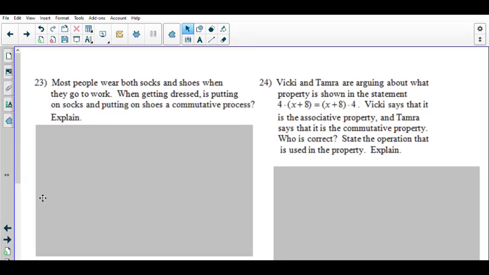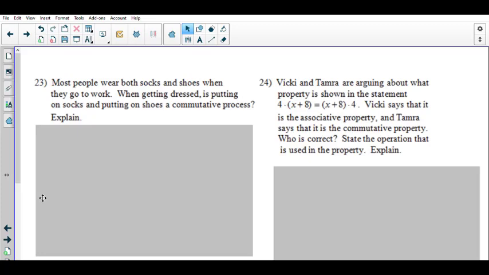So continuing with our guided notes, again, this is lesson 1.4 for the pre-algebra students and properties of numbers for the Math 7 students. Let's take a look at numbers 23 through 25. In number 23, it says, most people wear both socks and shoes when they go to work. When getting dressed, is putting on socks and putting on shoes a commutative process? Explain.